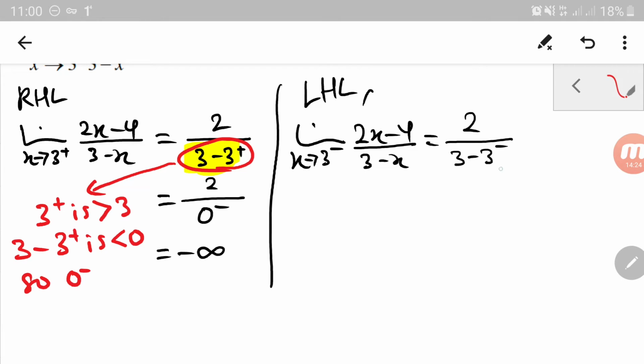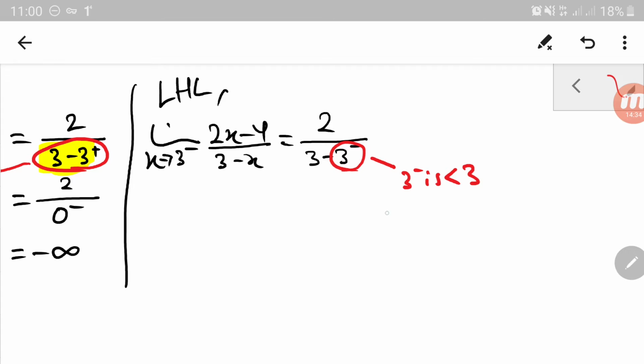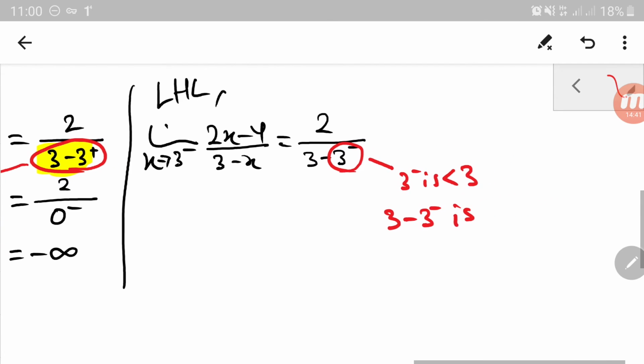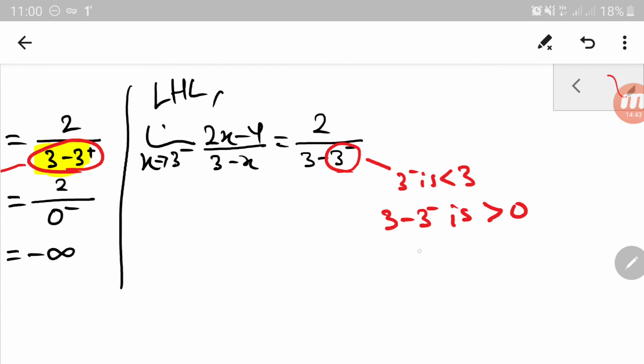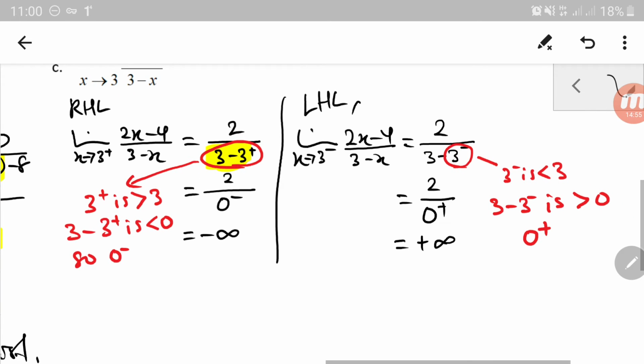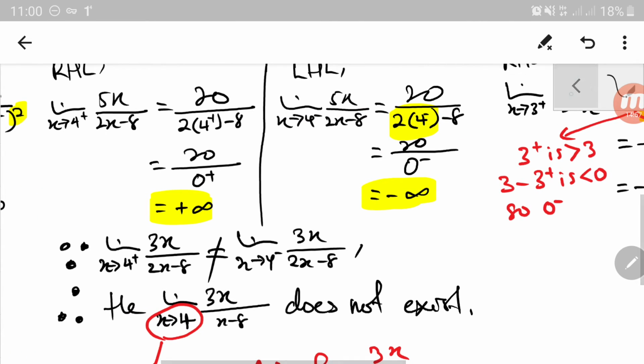Okay. Now, for this one, 3 from the left is less than 3. So 3 minus something less than 3 is positive, greater than 0. Therefore, it's 0 from the right. So 2 over 0 from the right, therefore positive infinity. So as you can see here, the limit does not exist.